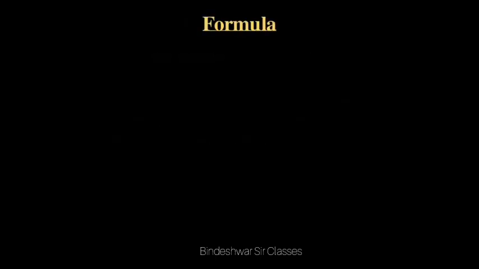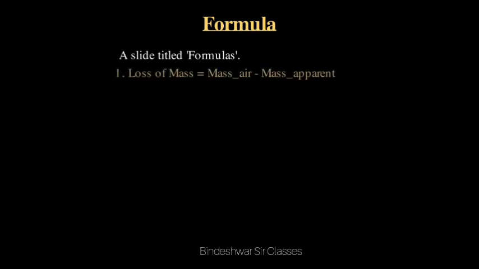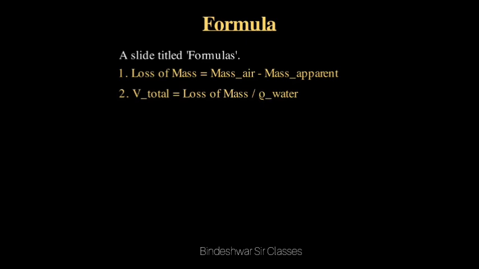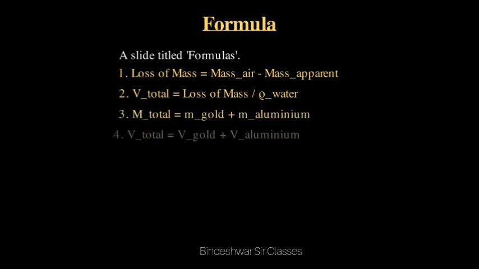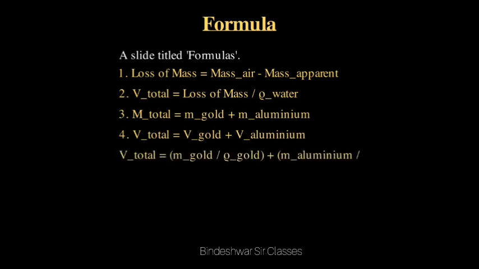Let's lay out the formulas. First, the loss of mass is the mass in air minus the apparent mass in water. Second, the total volume of the alloy is this loss of mass divided by the density of water. We will also use 2 more equations. Total mass of the alloy equals the mass of gold plus the mass of aluminium. And finally, the total volume of the alloy equals the volume of gold plus the volume of aluminium. Remember, volume can be expressed as mass divided by density.